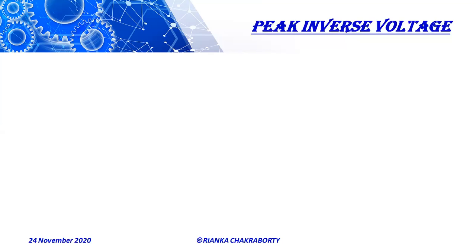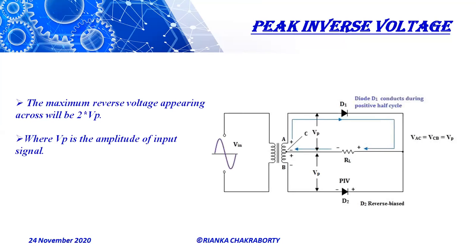So now the peak inverse voltage. Suppose Vp is the maximum voltage across half of the secondary winding. This figure shows the circuit at the instant the secondary voltage reaches its maximum value in the positive direction. At this instant, diode D1 is conducting while diode D2 is non-conducting. Therefore, the whole of the secondary voltage appears across the non-conducting diode. Consequently, the peak inverse voltage is twice the maximum voltage across half of the secondary winding. That is, PIV equals 2 into Vp.